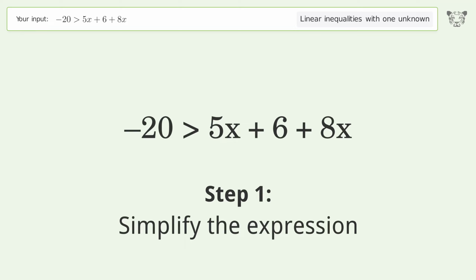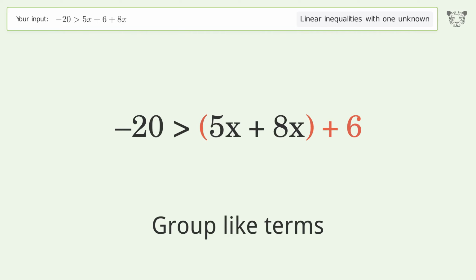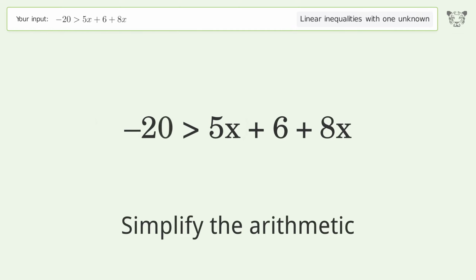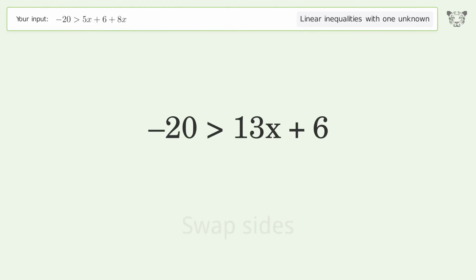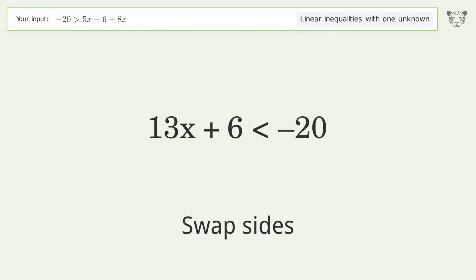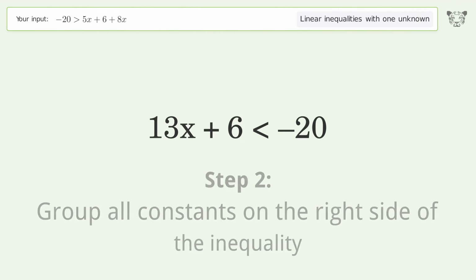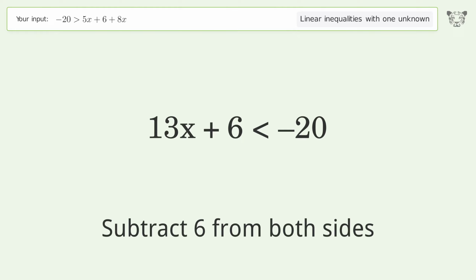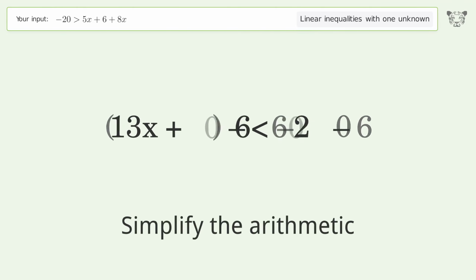Simplify the expression. Group like terms. Simplify the arithmetic. Swap sides. Group all constants on the right side of the inequality. Subtract 6 from both sides. Simplify the arithmetic.